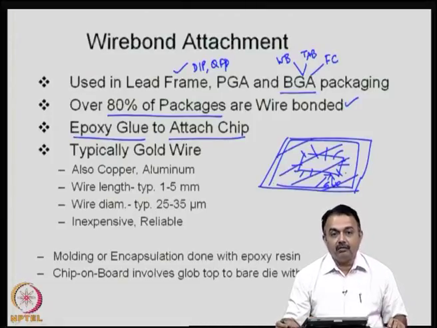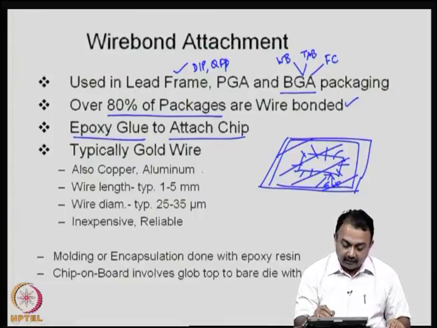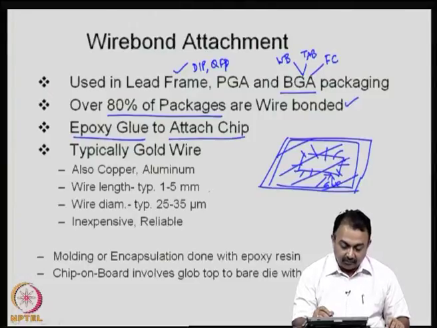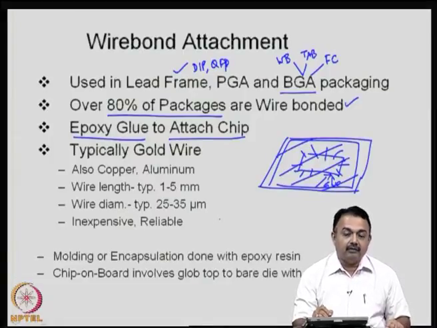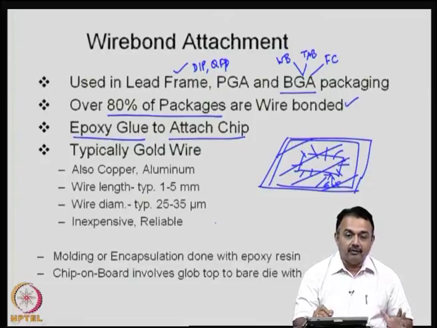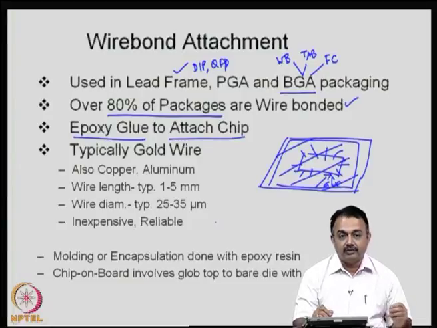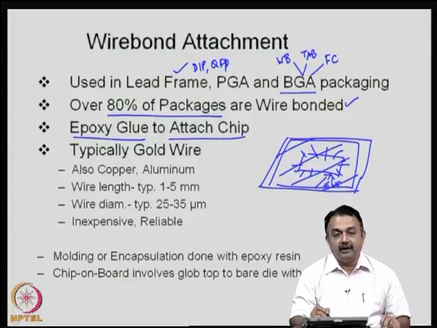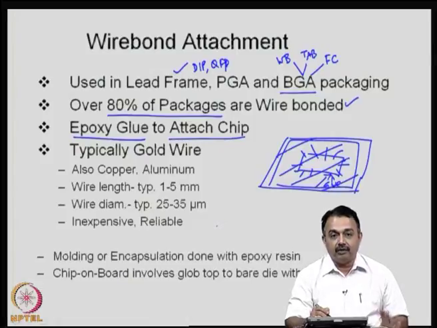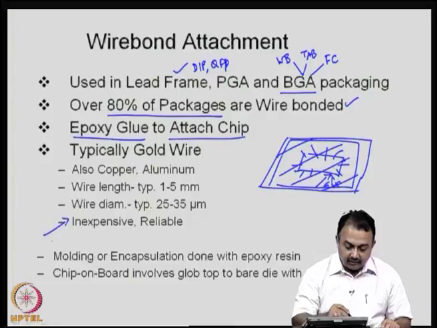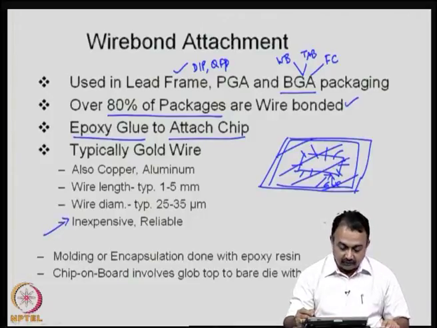So, typically gold wire is used, also copper and aluminum are used today. Wire length typically is 1 to 5 mm, wire diameter is typically 25 to 35 microns. It depends on the spacing available for you to do that. If you are going to use it a chip on board, then you might have more space, therefore, you can use a thicker wire, but again electrical considerations are more important in choosing the thickness of the wires. Ideally, very inexpensive, reliable, well known process.